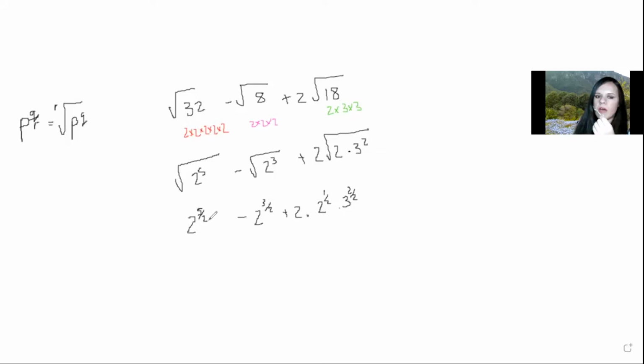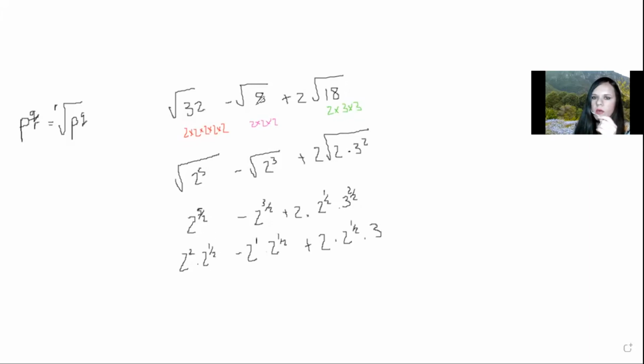2 to the power of 5 over 2. 5 over 2 gives me 2.5. So I've got 2 to the power of 2 times 2 to the power of a half. 3 over 2 gives me 1.5. So I've got 2 to the power of 1 times 2 to the power of a half here. And then here, I've got 2 times 2 to the power of a half times 3. So I've already included the effect of the square root with this.